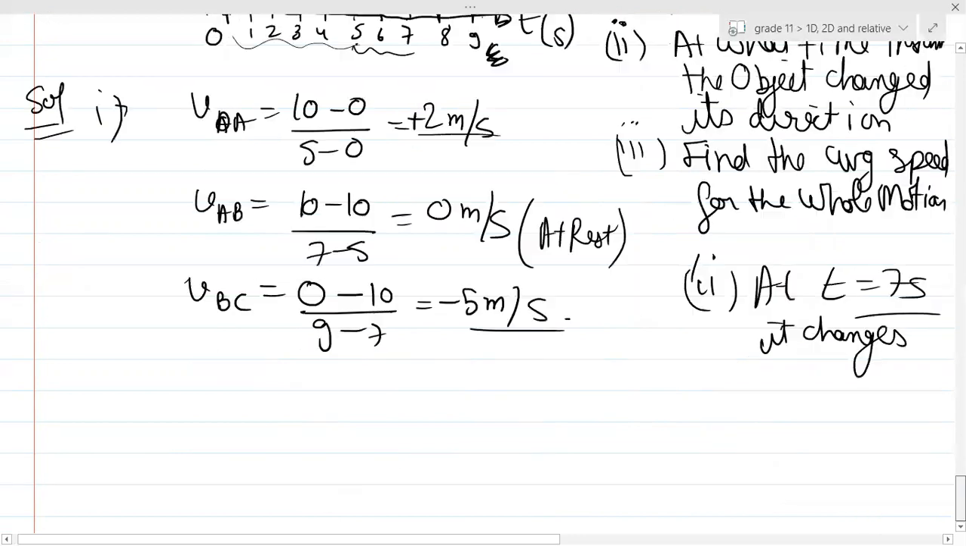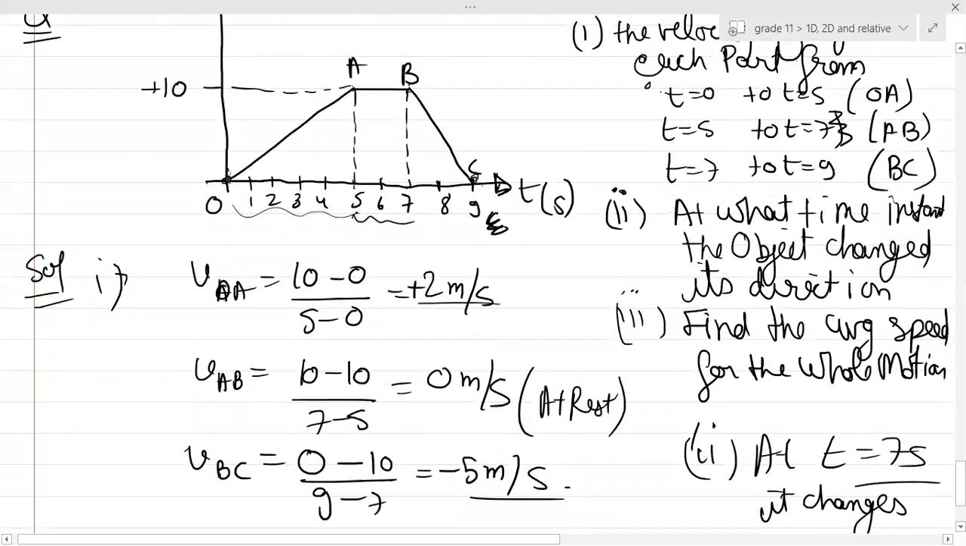How will you find out the average speed? What is the distance covered? Can you see from 0 to 10 and from 10 to 0? What is the total distance? So from 0 to 10 and then 10 to 0 again.